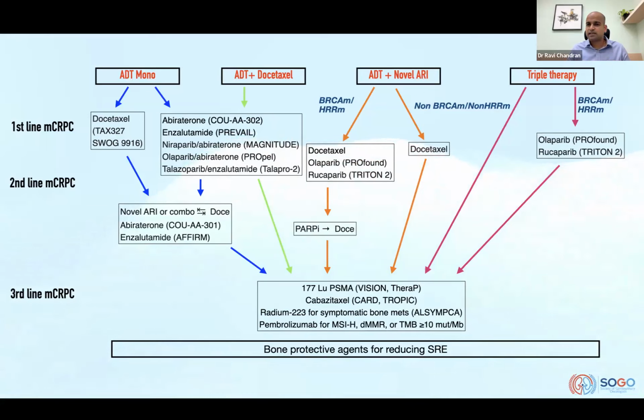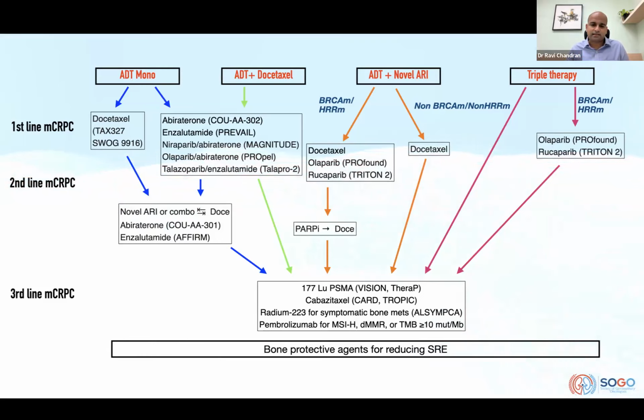The last scenario, which we will possibly encounter in coming days, is when the patient has already received triple therapy, and how do we go about it? If they have BRCA or HRR mutations, then we can use olaparib and rucaparib. Otherwise, those patients will straight away have to go for third line treatment. So what do we have in the third line treatment setting? One is lutetium PSMA. Second is cabazitaxel. These two are the key players in the third line setting, and there is an option of using radium-223 for exclusively symptomatic bone metastatic patients. And as an absolute last resort, we can have pembrolizumab.